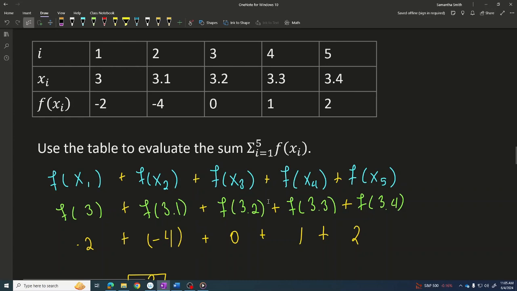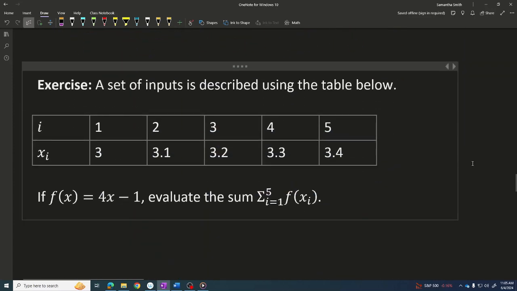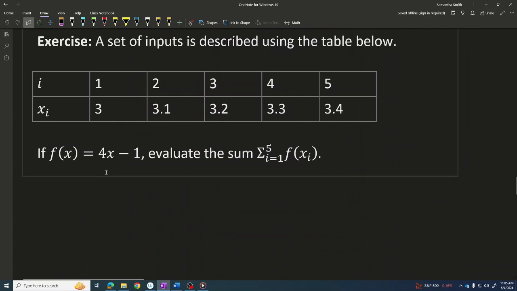So this is an example of using summation notation as it relates to a table representation of a function. But if you saw the review bite video, you know that there are two other ways to represent a function. For example, it's also possible to represent a function using a formula. Here we have our same set of inputs, index running from 1 to 5, inputs running from 3 to 3.4, but this time our function is described to us using a formula. So in this setting, let's also practice using summation notation and evaluating the sum described to me here.